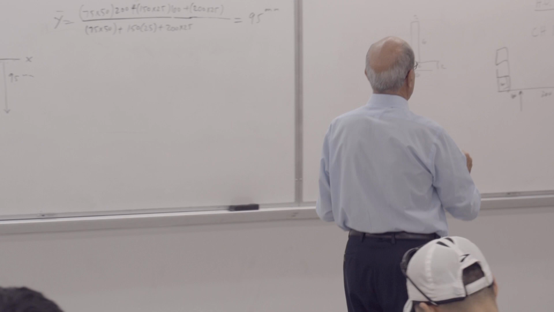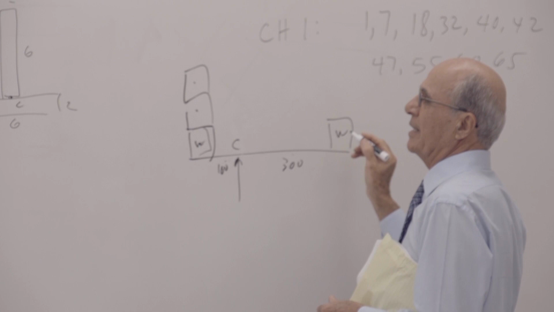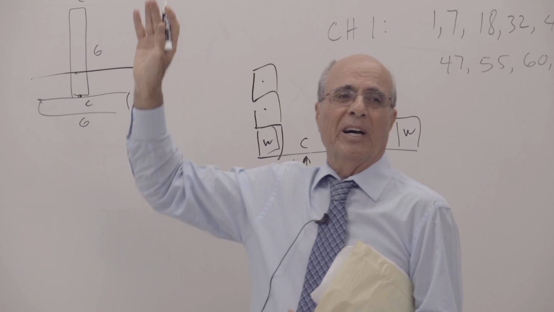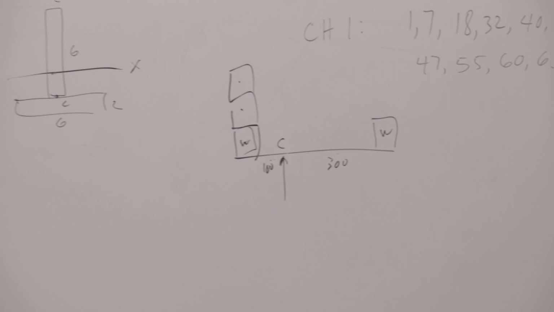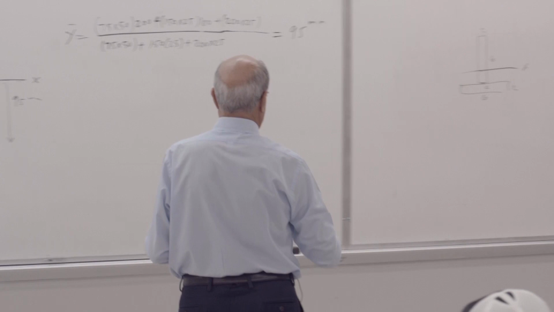This is a centroid, but look, this area is three times the area of that. If you put the X through the centroid, the first moment, the Q of the lower area and the Q of the above area must be equal and opposite. This is very important for the future. Therefore, I can calculate that.